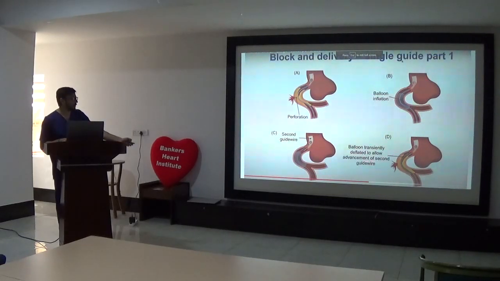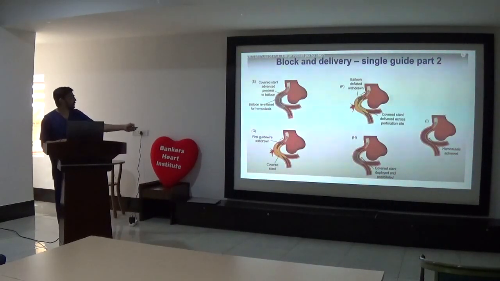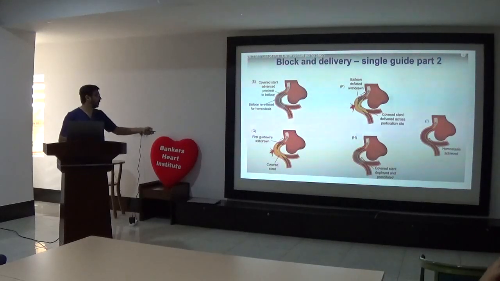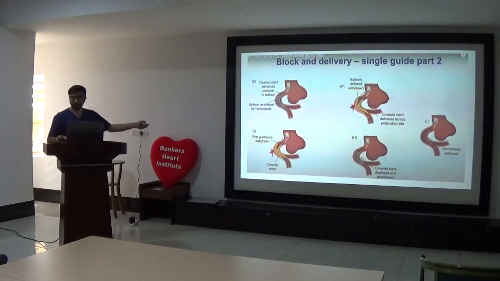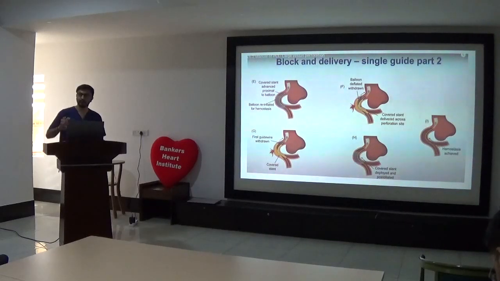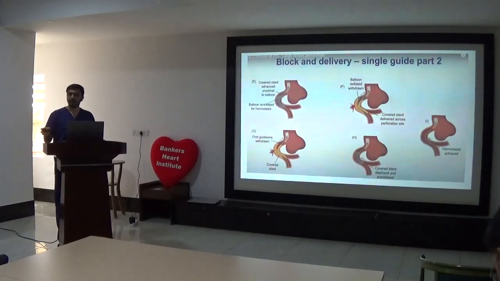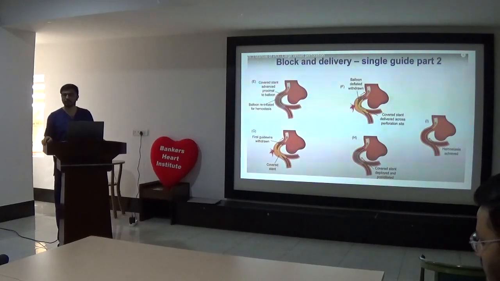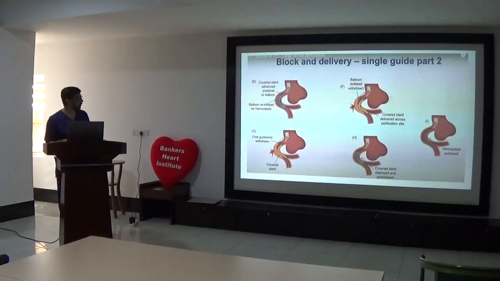perforation. The balloon transiently deflates to cross the second wire, and after crossing the second wire, we again inflate and deflate, and we bail out. From this second wire we have inserted, we insert a cover stent. We withdraw the first guide wire and balloon, insert the cover stent over the second wire, and the cover stent is deployed. Post angiogram, hemostasis is achieved. So this is block and delivery: the first wire blocks at that site, then we bail out and immediately insert the second wire and cover stent to seal the perforation.